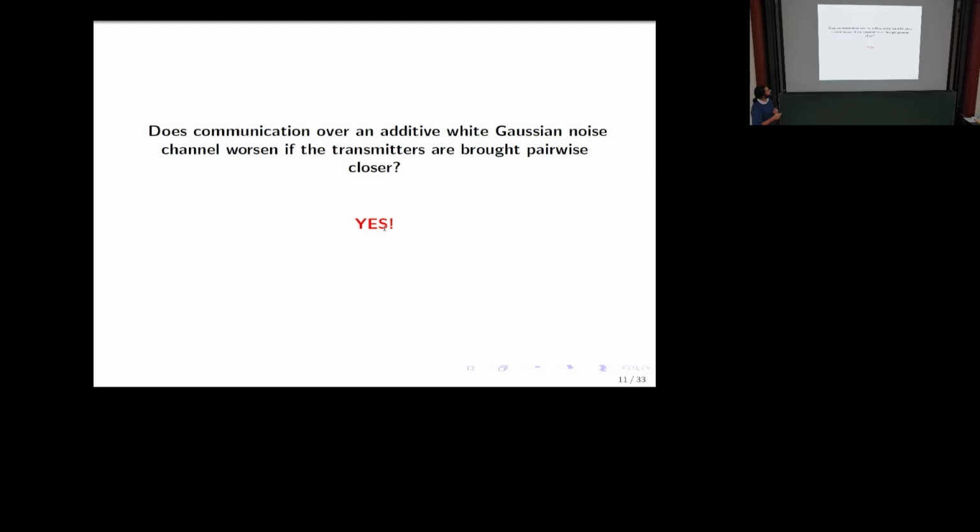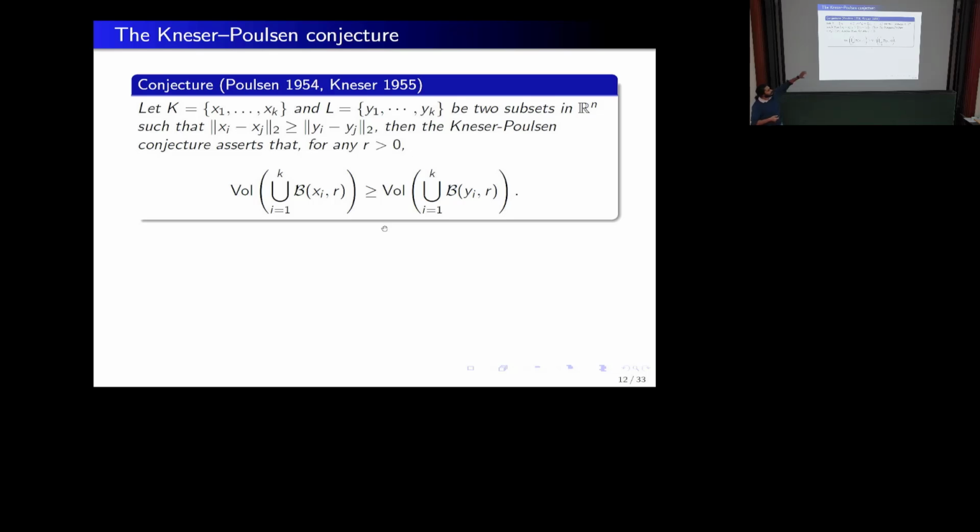Any questions about the advertisement so far? Now I'll tell you more about the Kneser-Poulsen conjecture. This is a more precise version of what I showed you on the first slide: if I have points x1 till xk and y1 till yk, and all the pairwise distances are smaller, then the volume of the union will decrease. I will just say decrease, I will not say non-increase. This will be my usage of inequalities. So this is the Kneser-Poulsen conjecture, and this is what we'll talk about.